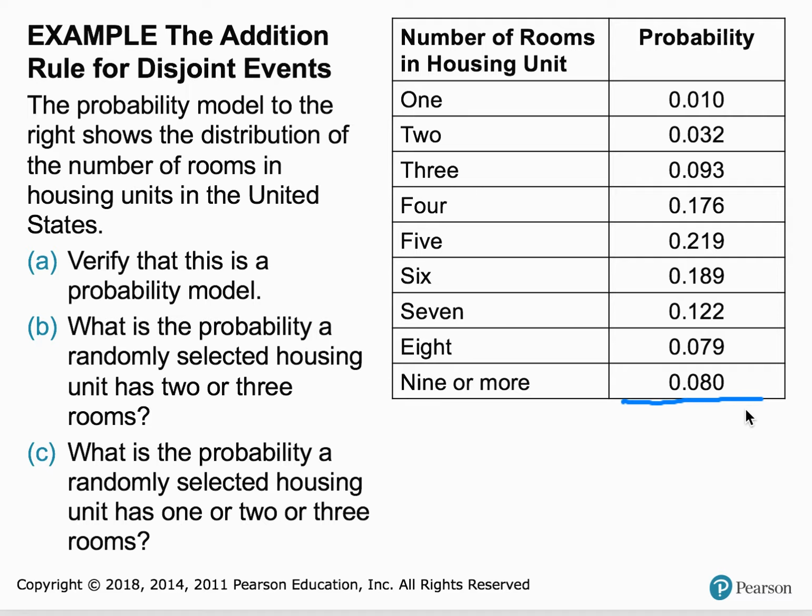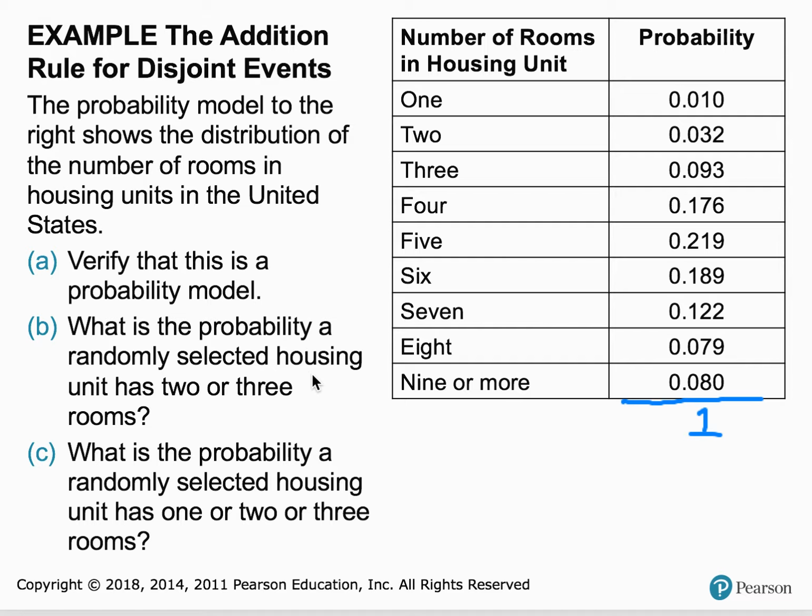So let me grab my calculator and let's do that right quick. 0.01 plus 0.032 plus 0.093 plus 0.176 plus 0.219 plus 0.189 plus 0.122 plus 0.079 plus 0.08, and I got 1. So this is a probability model.